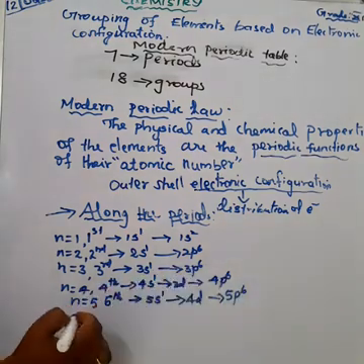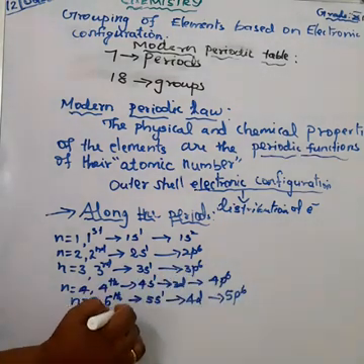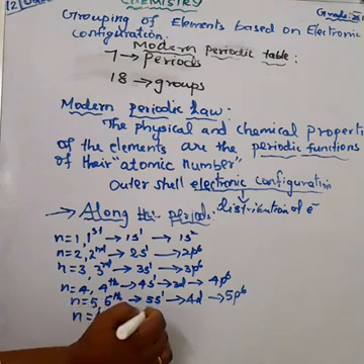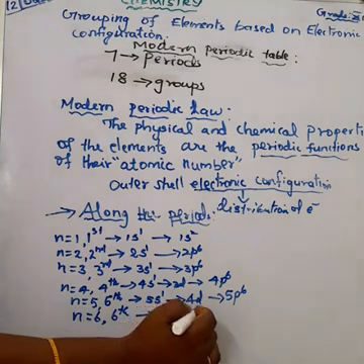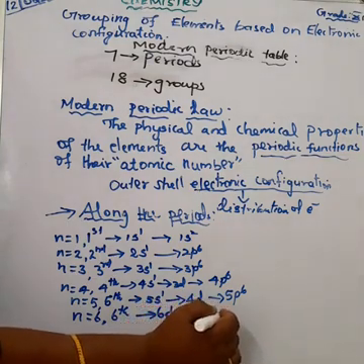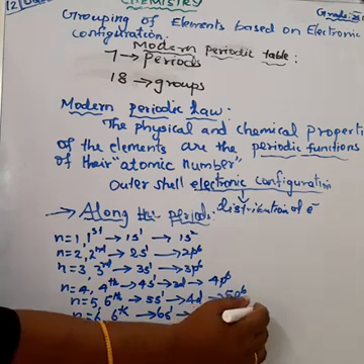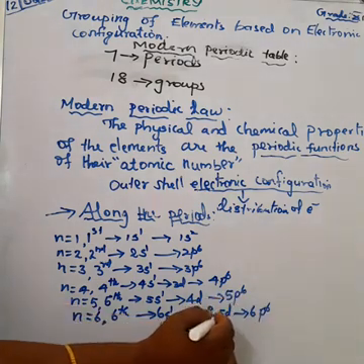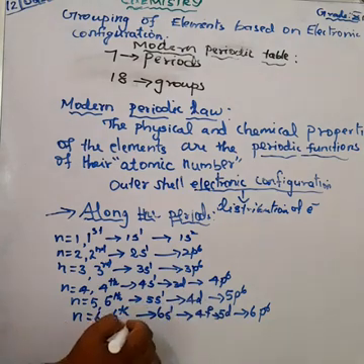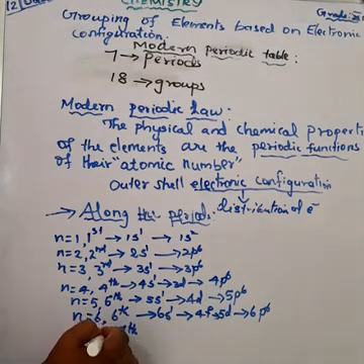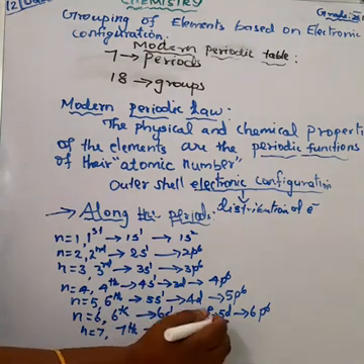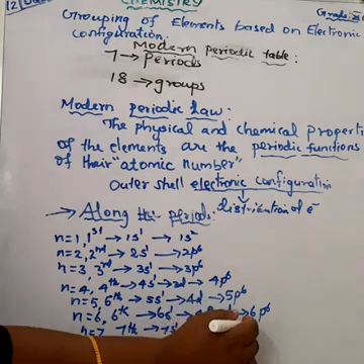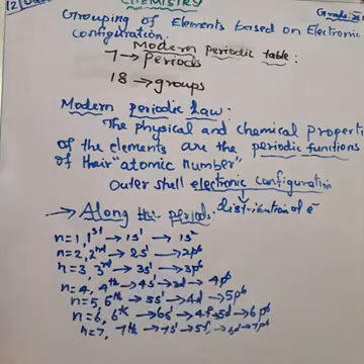And sixth period, n is equal to 6. Here it starts from 6s1, followed by 4f and 5d, and it is completed with 6p6. Okay, and finally seventh period, the first element starts from 7s1, followed by 5f and 6d, and completed with 7p6. Okay, these are the electronic configurations for the elements according to periods.